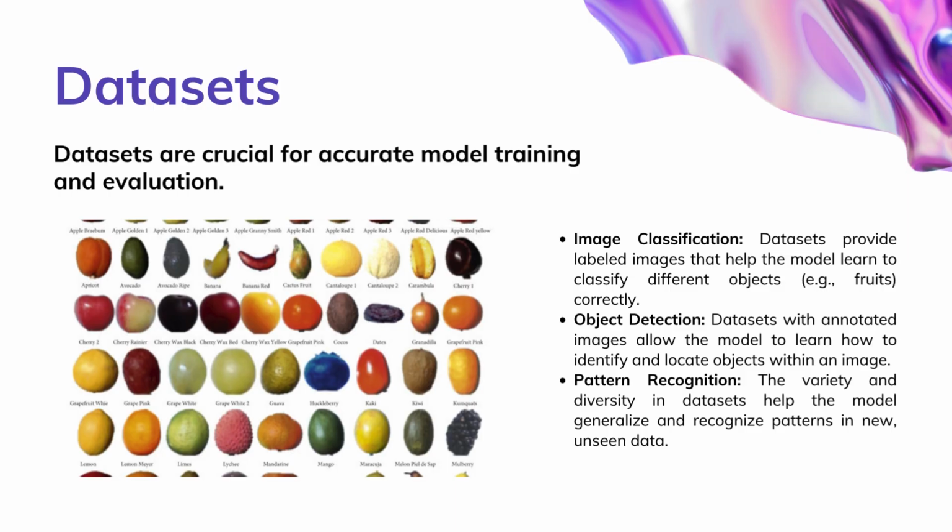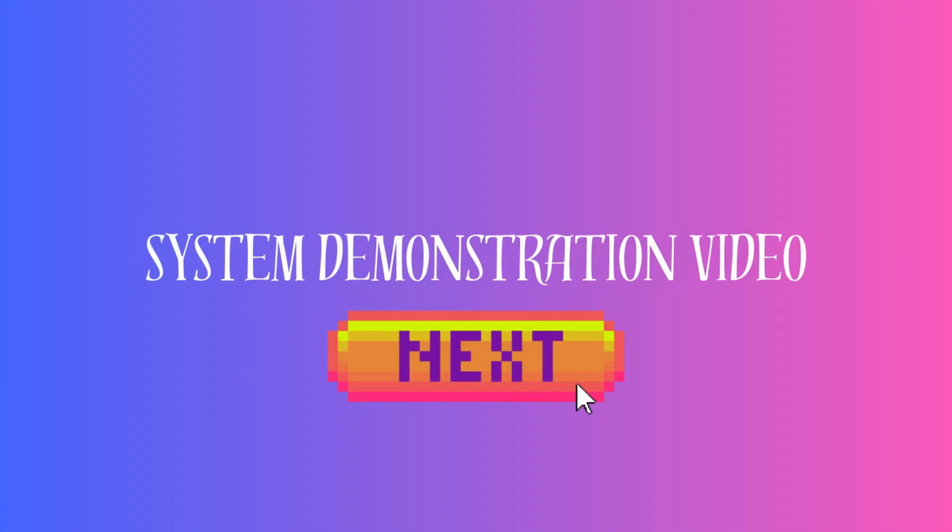Image classification provides labeled images that help the model learn to classify different objects such as fruits correctly. Object detection with annotated images enables the model to learn how to identify and locate objects within an image. For pattern recognition, the variety and diversity in datasets help the model generalize and recognize patterns in new, unseen data. With this theoretical foundation, I will now pass it to Harun, who will demonstrate how our system recognizes and counts fruit using these principles.